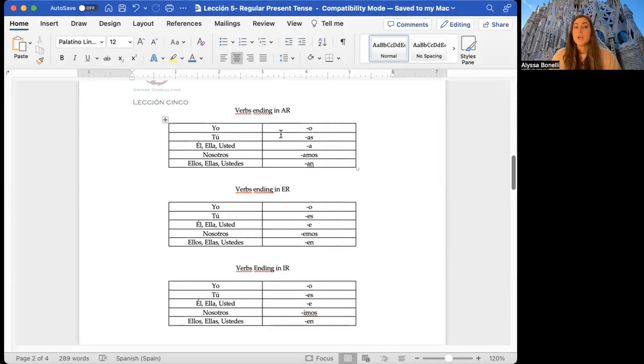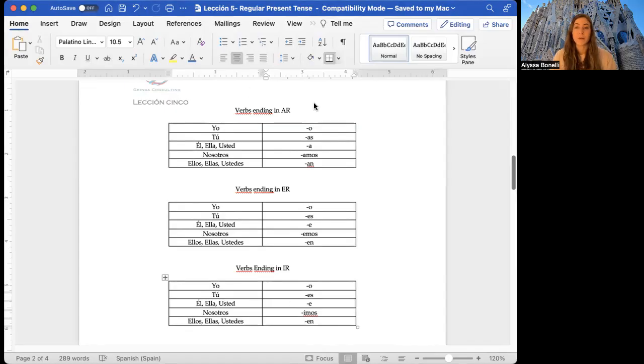So the yo forms across the board, meaning I, right? Yo here and here and here, all share the same o. So if you hear someone say hablo or vivo or trabajo, you're not going to know exactly what verb that came from because it could be any of the 3. It's also, though, very nice to memorize just one. If it's yo and it's a regular verb, I keep making this point.